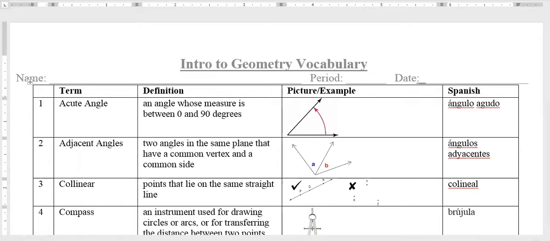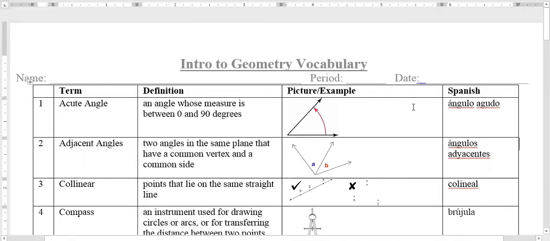So, number one, it's an acute angle. And the definition is an angle whose measure is between 0 and 90 degrees. So the picture here is any angle between here, the two arrows. All right, that is number one.